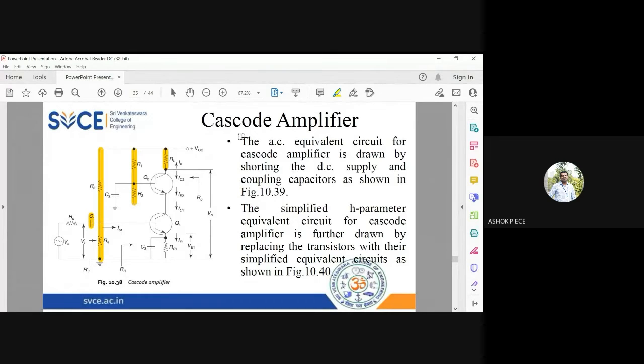So the AC equivalent circuit, you know how to draw. You have to short circuit the DC supply and you have to short circuit all the capacitors. And once you draw the AC equivalent circuit, from that you are going to draw the H parameter equivalent circuit.